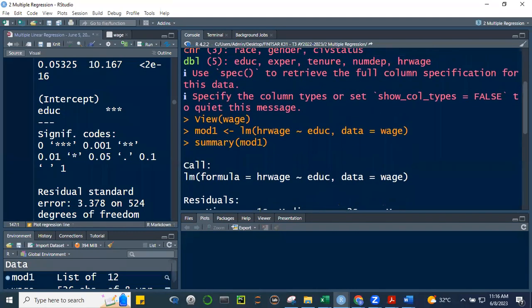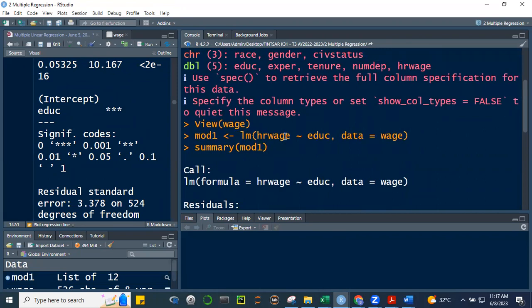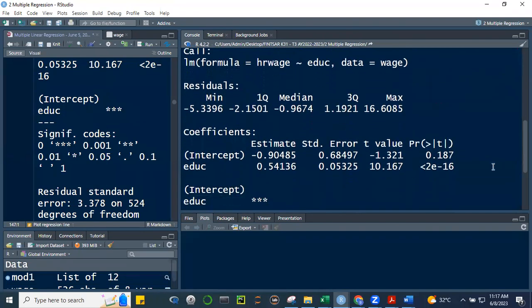So far, what we have done was to use the wage data set, and we regressed hourly wage on education. This is a simple linear regression model because we're only using one predictor, which is education. When we run this, we learned last time that the estimate here, 0.54, is the slope, the marginal effect of education on hourly wage, and it's statistically significant. This means that for every 1-year increase in education, there's a corresponding $0.54, or 54 centavos, increase in hourly wage, ceteris paribus.